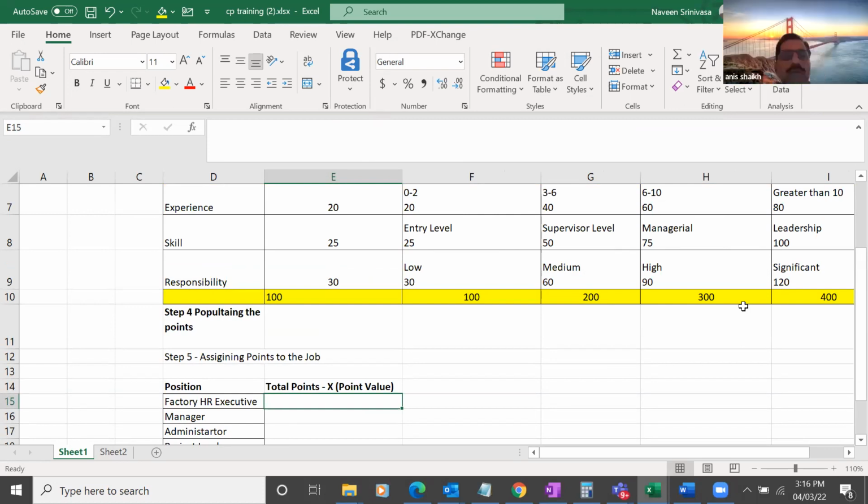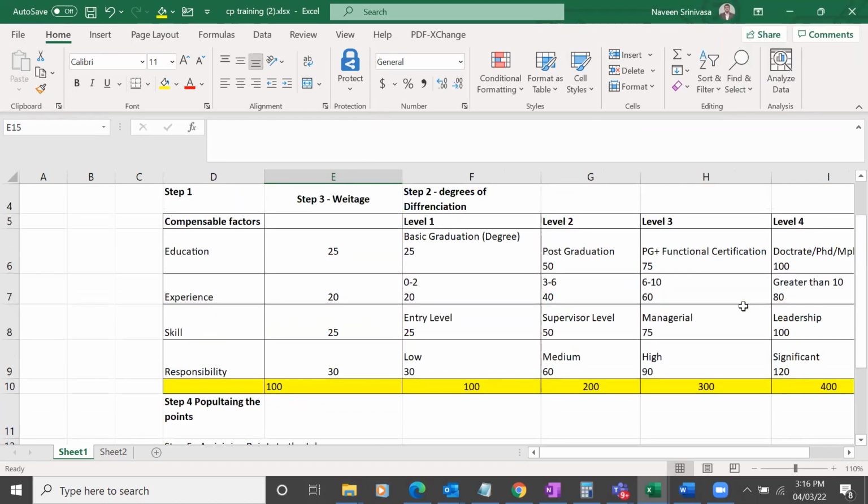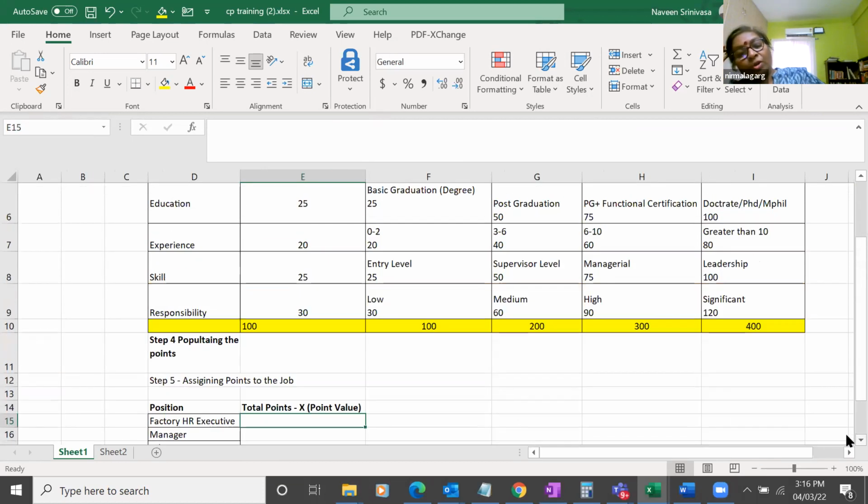Look at the job description. Don't do it out of nothing. Look at your job description quickly, like a factory HR, and assign those points for education, experience, skill, responsibility. You have to look through the job description.